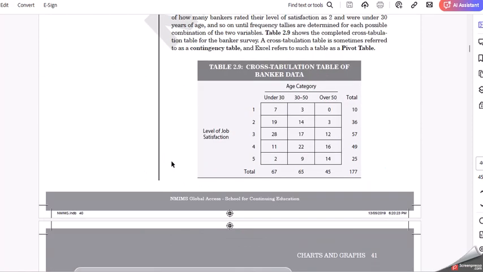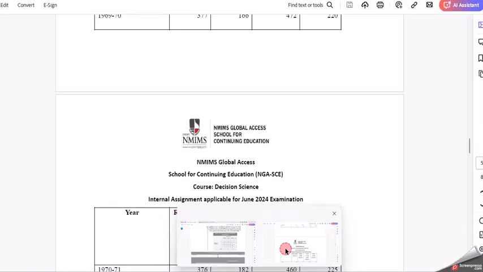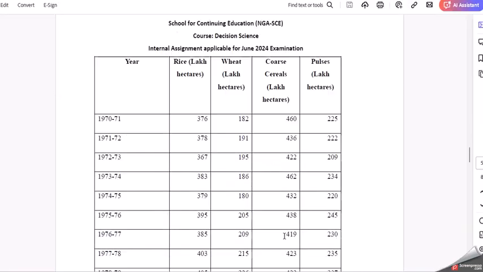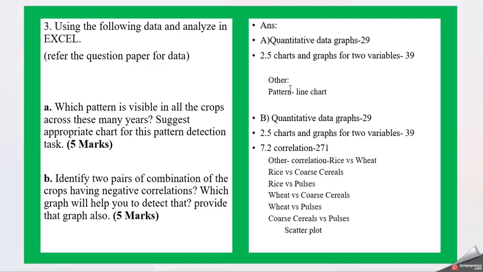Then you can also write up about the moment you calculate. When you want to solve or plot a graph, you will come to know that you will need a line graph for it. So the first thing is that pattern detection can easily be done with the line chart. Then write down a little bit about the line chart, what the chart is and why it is useful, a little bit of theory while solving this problem. And for part B, quantitative data graphs, again a similar one, and charts and graphs for two variables. The theory part is the same.